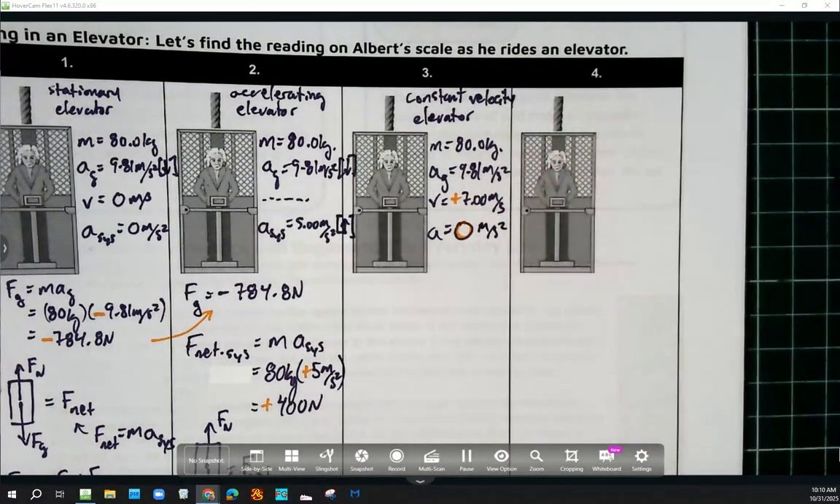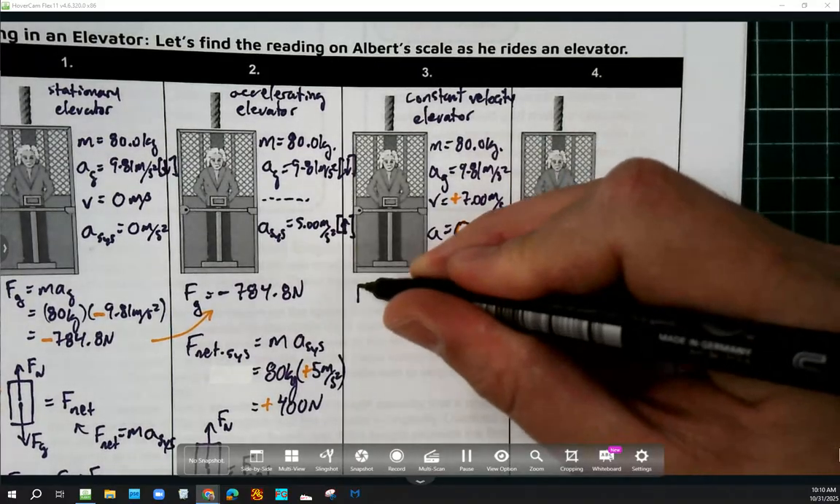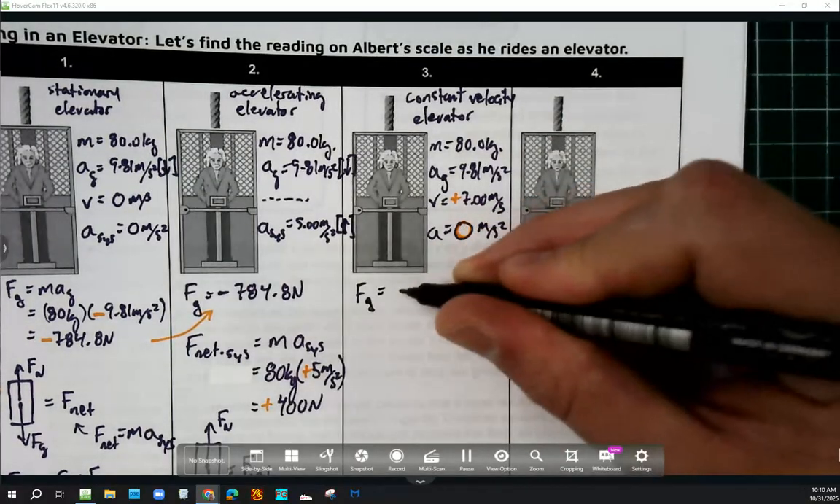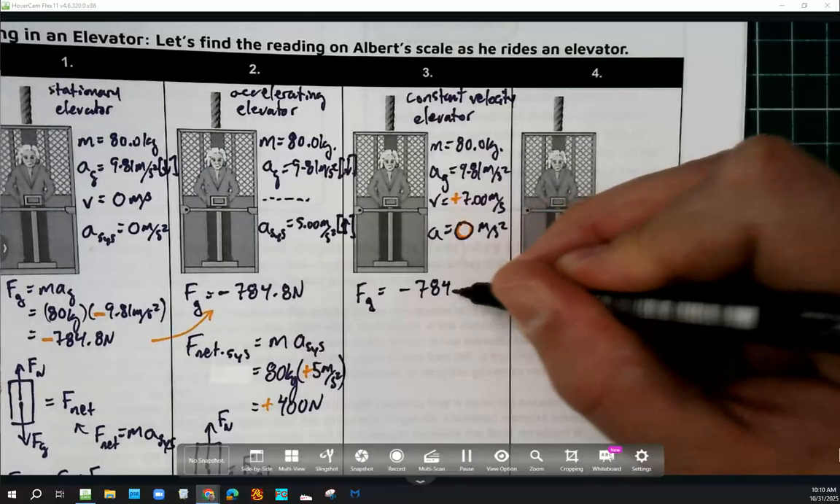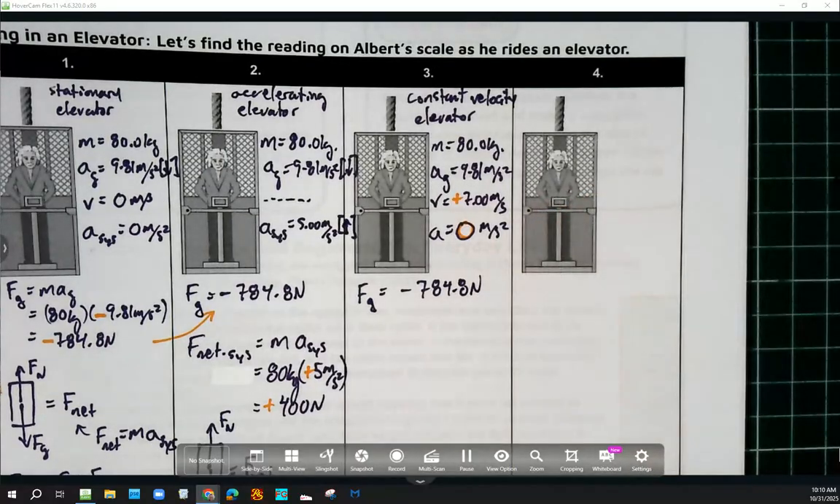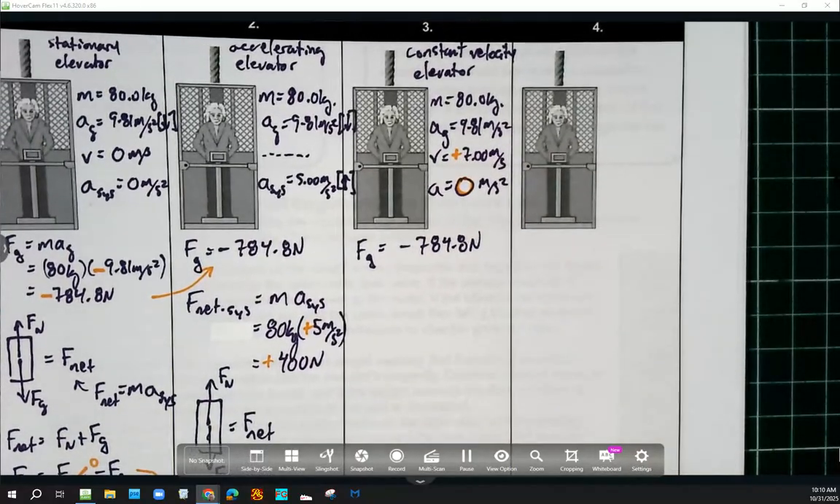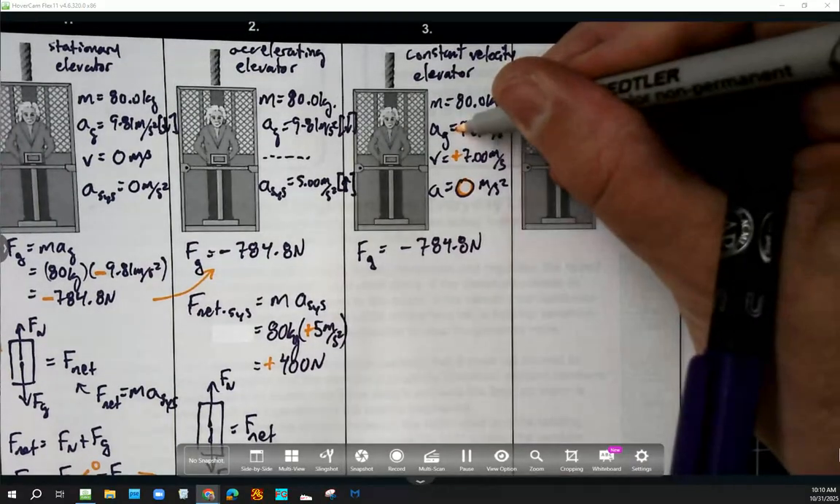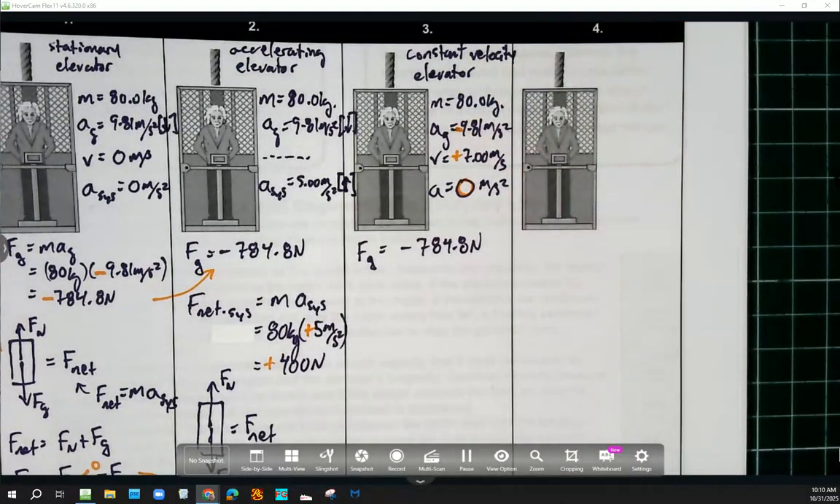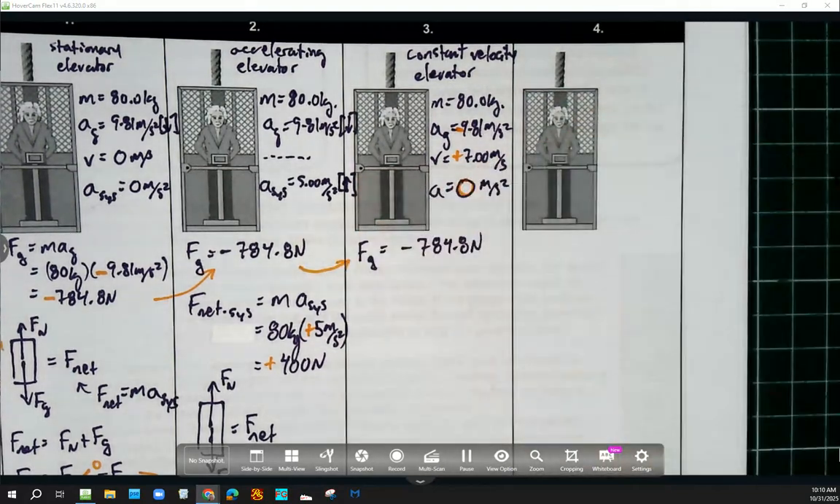Hold on. We're still on Earth. So it's still 784.8 newtons due to gravity. Oh, you're right. I didn't give a negative sign to the acceleration due to gravity. But that's where that negative sign is going to be from, the F G. And we're just carrying forward that same information because it's still the same fella.